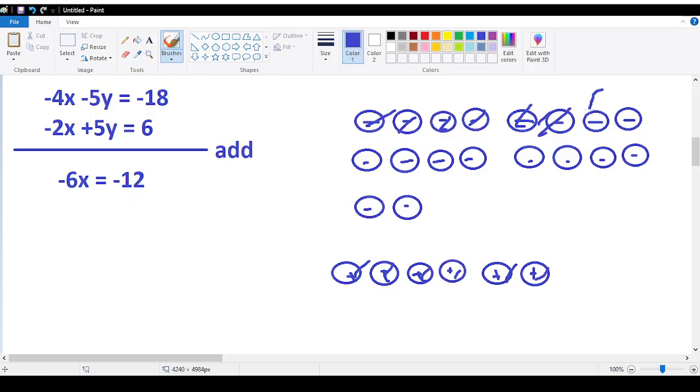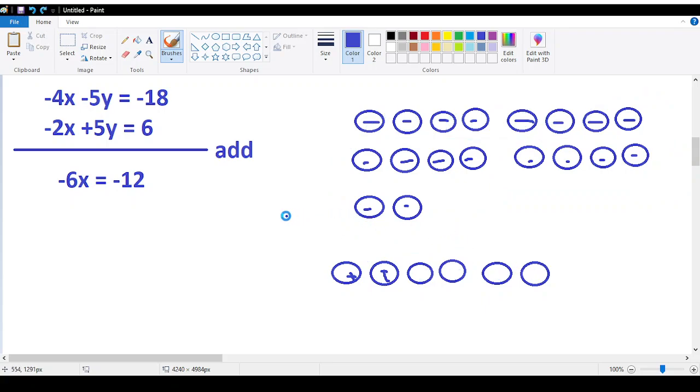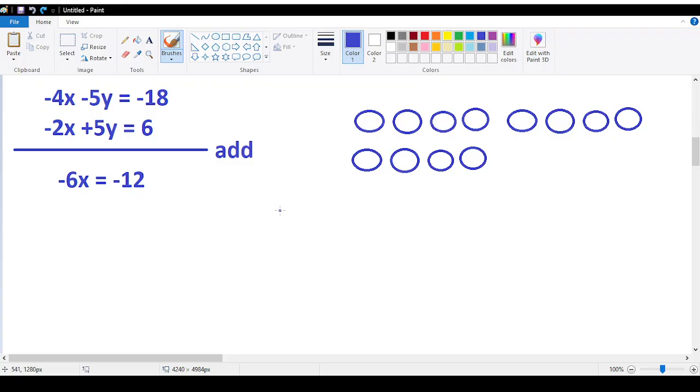How much is left? How much is left, Shamsa? 12. Minus 12. Okay, how much is left? Minus 12. So please, if you are not sure that your answer is correct, do it like this. It's 100% sure. It will be verified. Okay? You understand this method, Shamsa? Yes.